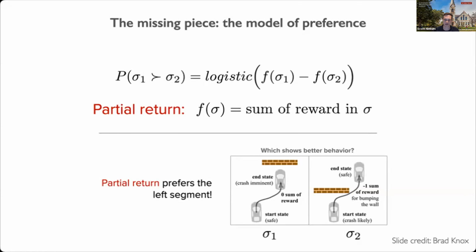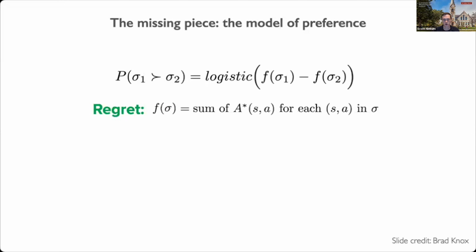Again, partial return, because it got more total reward on the left, it's going to prefer the left segment. And that just feels wrong compared to how we sort of assume people really give preferences. And we confirmed this in some experiments. So what we're proposing is a different model of what we think preferences mean, which is based on what we call regret. And regret can really just be thought of as the quality of the decisions that are being made, rather than just the raw short-term reward that's gained in the trajectory or the trajectory segment.